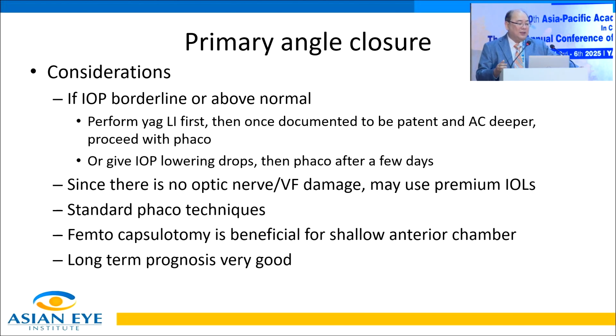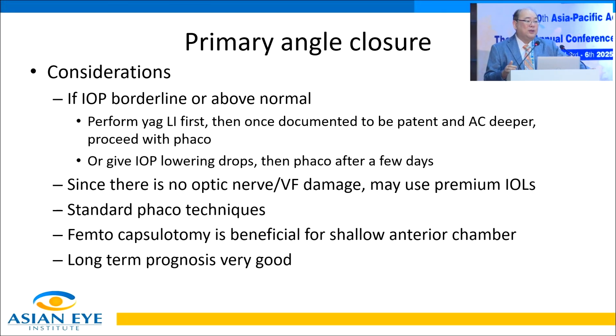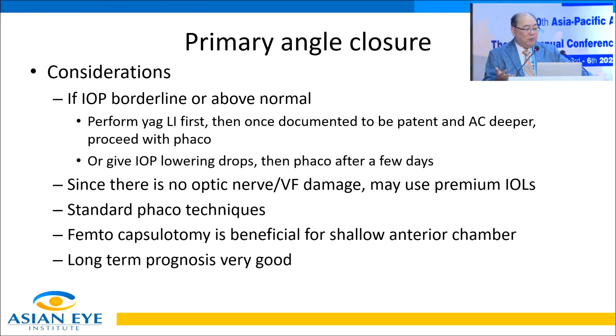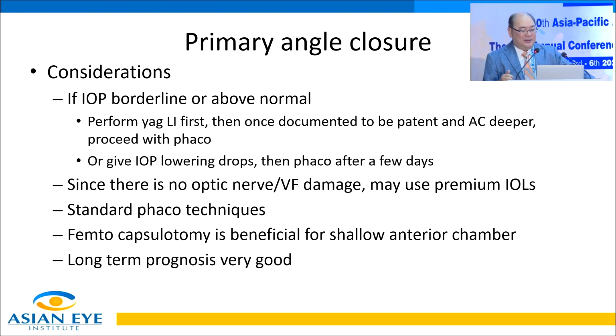So what are the considerations in approaching these patients? Number one is what is the IOP? If it's low, then you're fine. But if it's like 20, 21, 22, and you document that it was 15 last year, and now it's 20, and they're 59, 60 years old, what do you do? So option one is to convince them of a YAG-LI. And then you document patent LI, AC deeper, then you proceed quietly to a phaco. So that's my preferred approach.